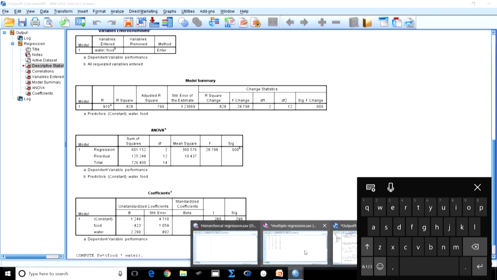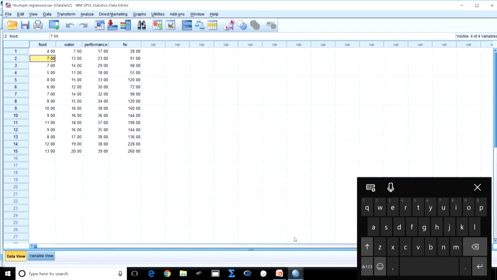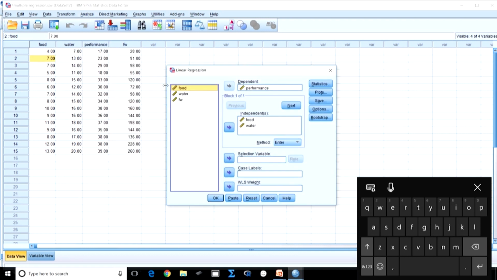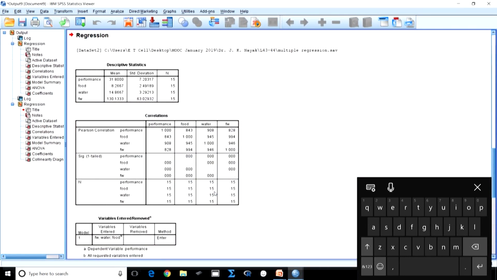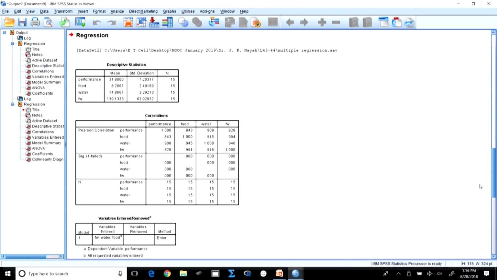Now I will give okay. A new variable must be created here, you see, FW. I want to see the interaction effect also. Let me take analyze, regression, linear, and I will take this variable also here, and let me see whether there is any impact. Let me see if there is any collinearity also. Now look at this new table. When I took these three, what is the relationship of performance and food, performance and water, and the combined effect.